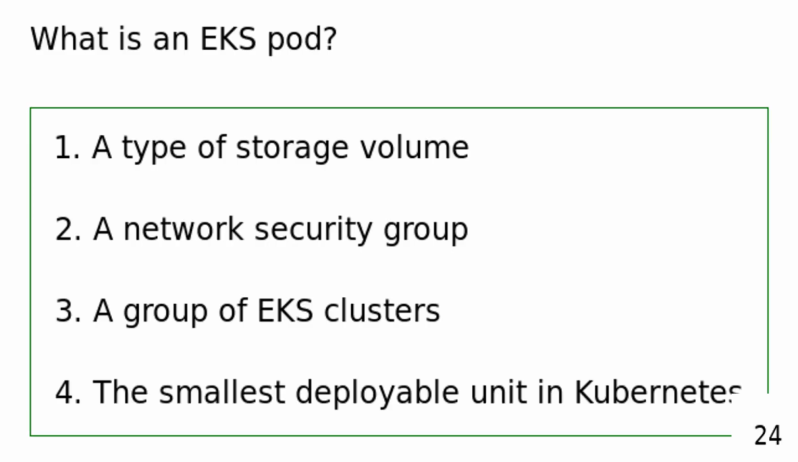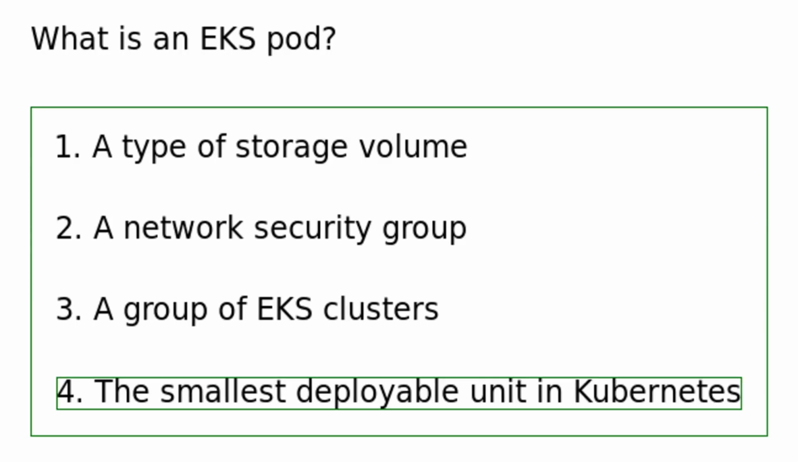What is an EKS pod? A type of storage volume. A network security group. A group of EKS clusters. The smallest deployable unit in Kubernetes. In EKS, as in all Kubernetes systems, a pod is the smallest deployable unit, typically containing one or more containers.